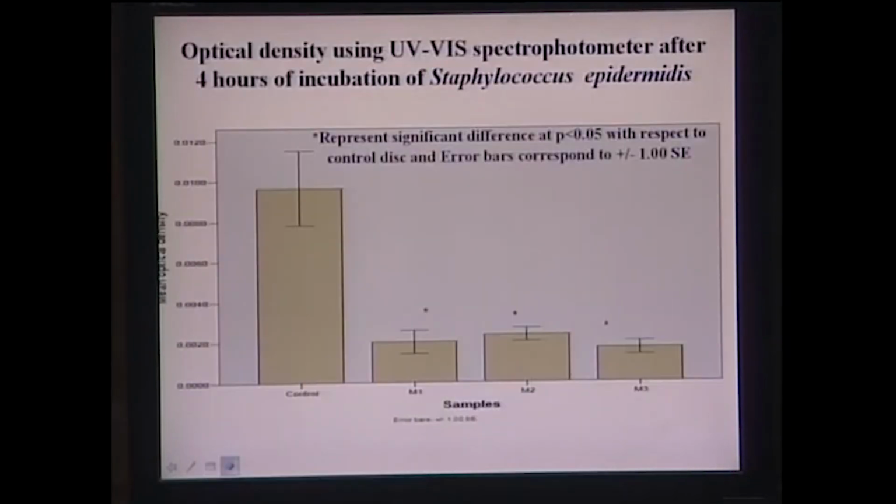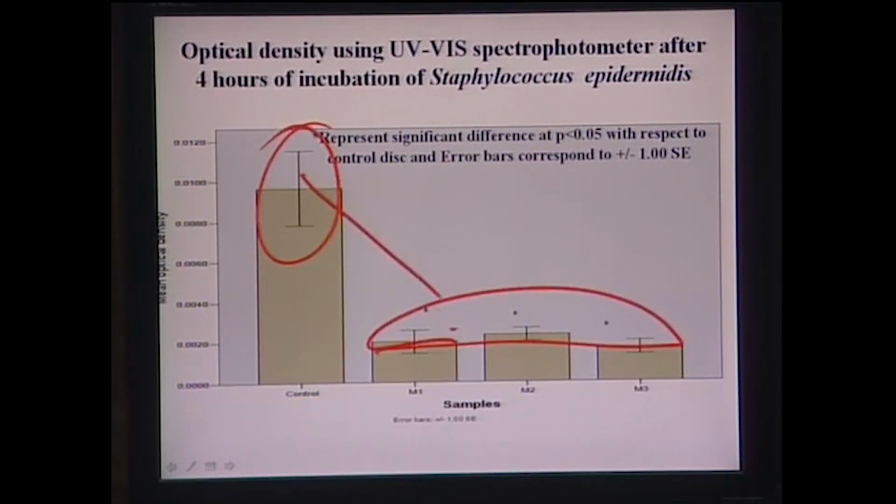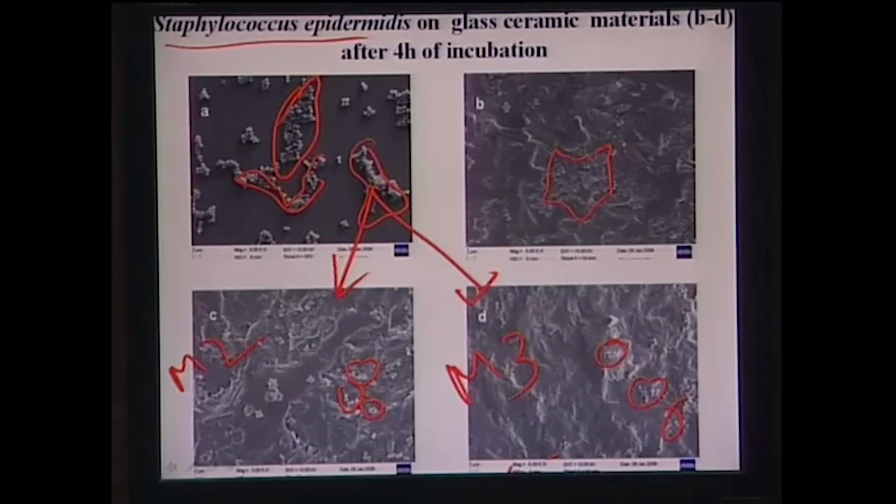The UV visible spectrophotometry values, that is the optical density values, tell you that the control sample shows a complete lack of antimicrobial activity, whereas M1, M2 and M3 have statistically significantly different values compared to the control sample. From these values you can say that M1, M2 and M3 are all equally antimicrobial.